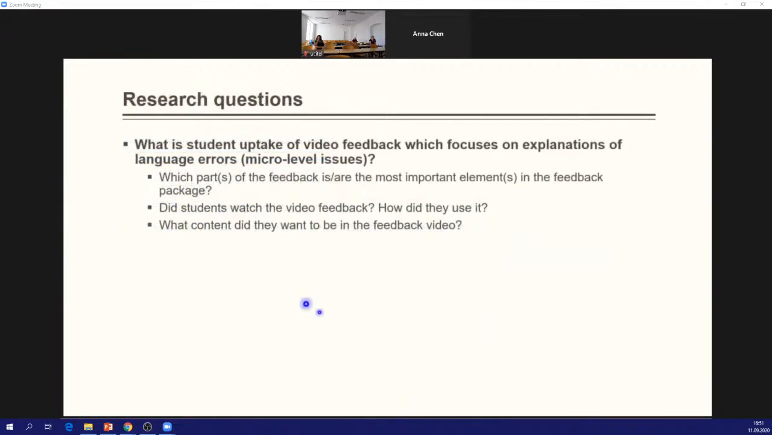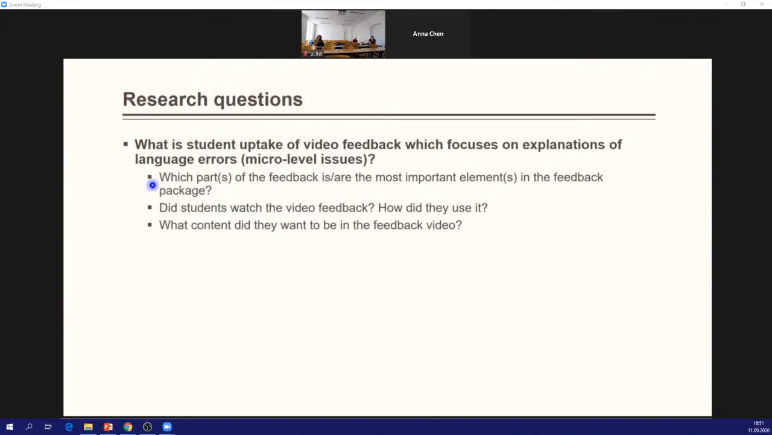In my study, I wanted to know about student uptake of video feedback that is focused on explaining language errors. Some studies show that micro-level writing issues should be done in text, and the screencast should be used for substantive or global feedback. However, in this study, I argue that it is necessary to give micro-level feedback to low-level language learners, such as word choice, phrasing, missing words, grammar, punctuation, spelling, etc.